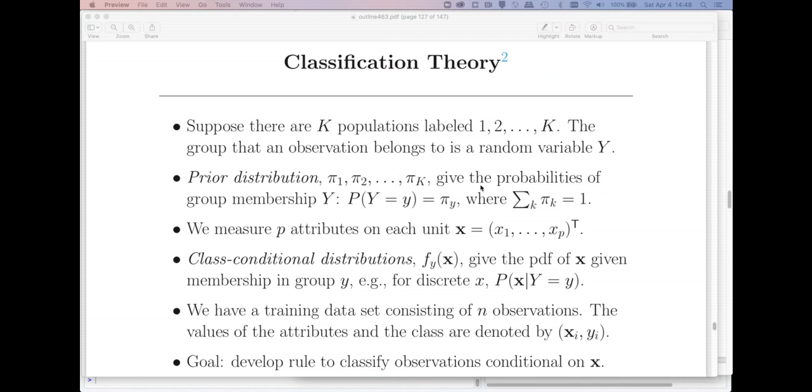Now, in addition to this random variable Y, we're going to know some other things about my sampling units. And these are going to be called X's. So in general, we're going to have p of these attributes that we can measure. And so for each sampling unit, I have a vector, x1 through xp, giving their measurements. Now, the class-conditional distribution of x for a given group is going to be denoted by f sub y at x.